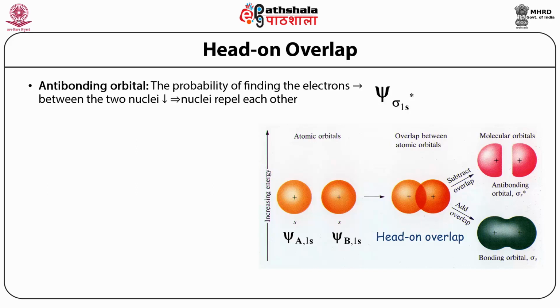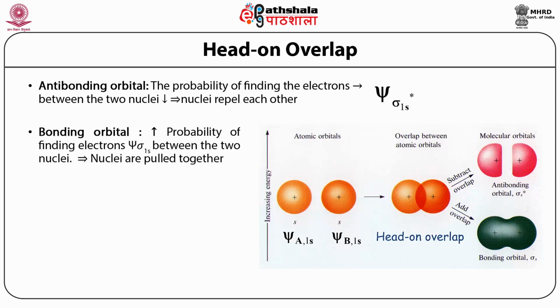If they have a head-on overlap, then they can have a subtractive overlap, which is shown by the upper graph, the pink graphs, that is the anti-bonding orbital represented by sigma s star. If they add in overlap, then it is shown by the green one, that is, the two join together forming the bonding orbital sigma s. So the bonding orbital is represented by an increasing probability of finding the electrons, given by psi sigma 1s, that is, the nuclei are pulled together.